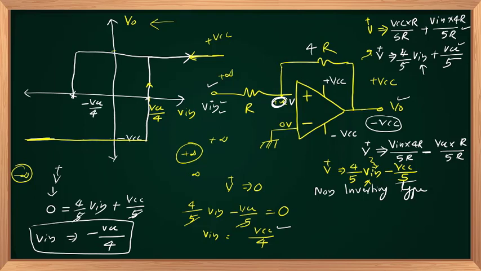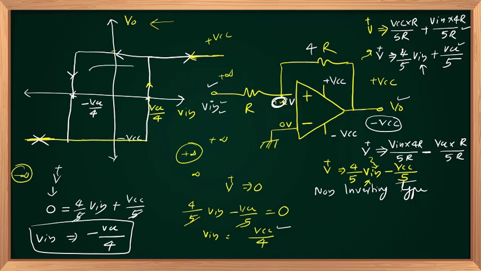That is obvious. This entire term is positive when V in is positive. Then to make it 0, V in should be negative. So that value is minus VCC by 4. Then we'll have a transition from plus VCC to minus VCC, right? So this is the transfer characteristic of the circuit.